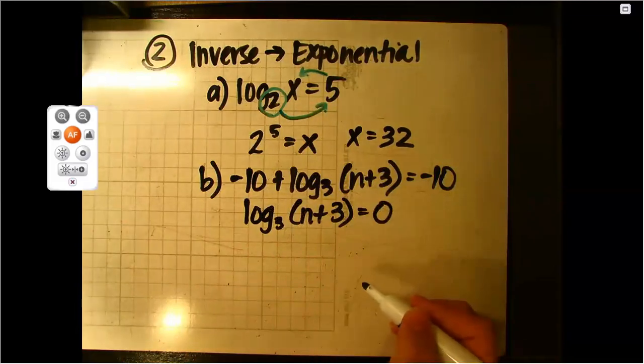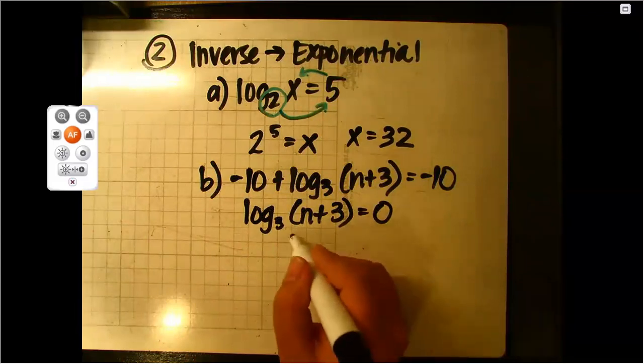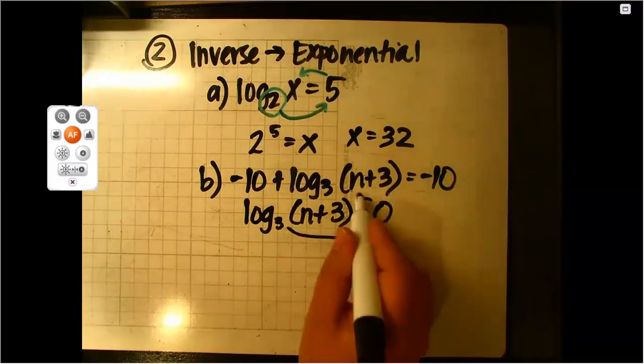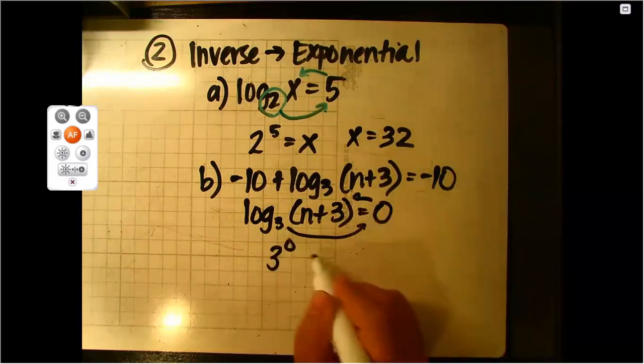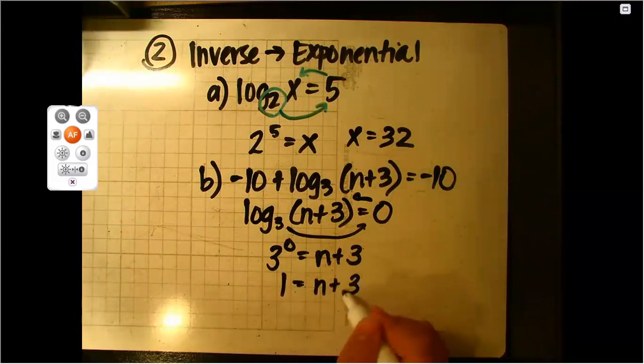All right, and then I can switch to exponential, right? Now this is one of our special properties, so we'll look at that one in a second. So start at my base, go around the world, come back. So 3 to the 0 equals n plus 3. Well, anything to the 0 power is 1. So 1 equals n plus 3. Subtract the 3, n equals negative 2.